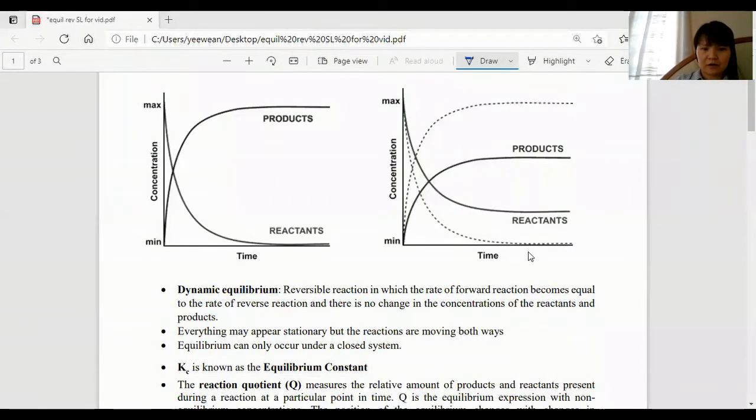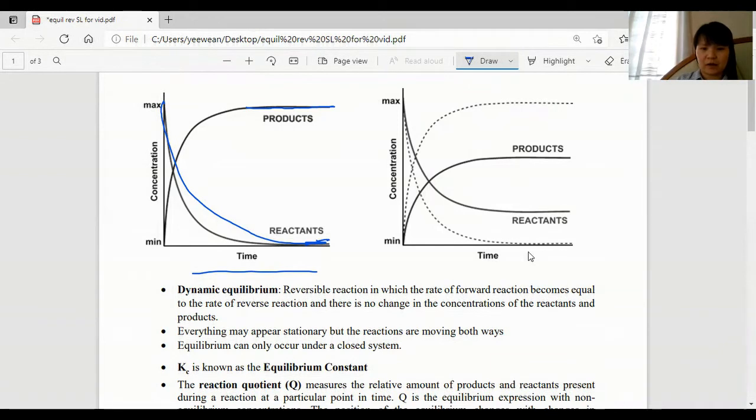These are two graphs to show the difference between a reversible or non-reversible reaction. So a normal reaction is not reversible. We'll see that the reactant's concentration will fall to 0 at some point, and at that point, the product will have no changes in concentration anymore. That is when the reaction is completed.